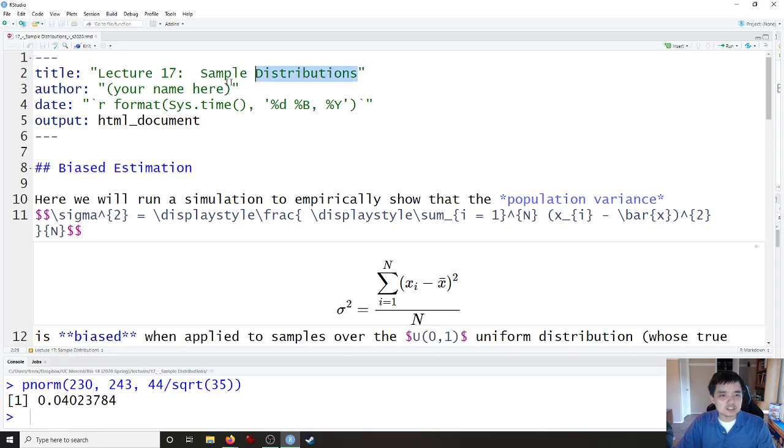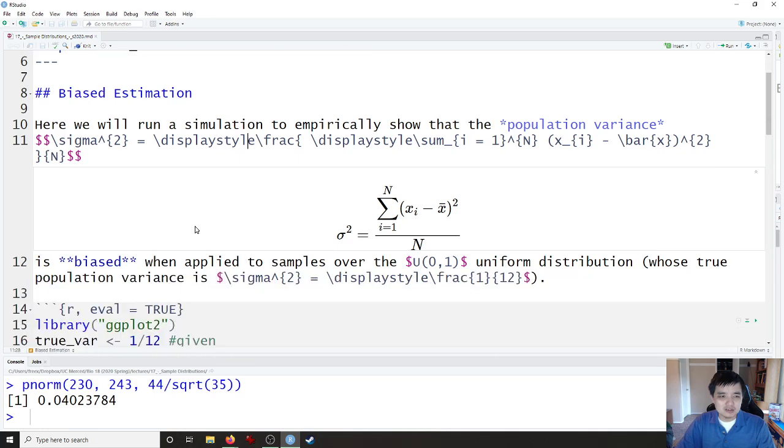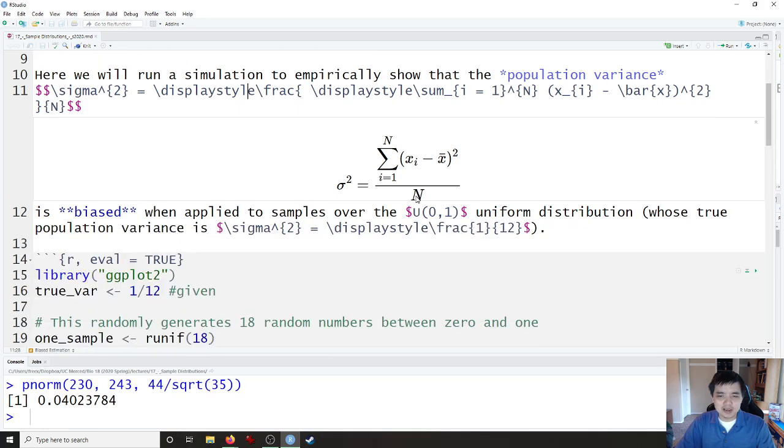The overall concept is called sample distributions. To play devil's advocate, looking at this version of the variance formula, the one with just n in the denominator, the scientists say that's a biased estimate when moving from the sample to the population.